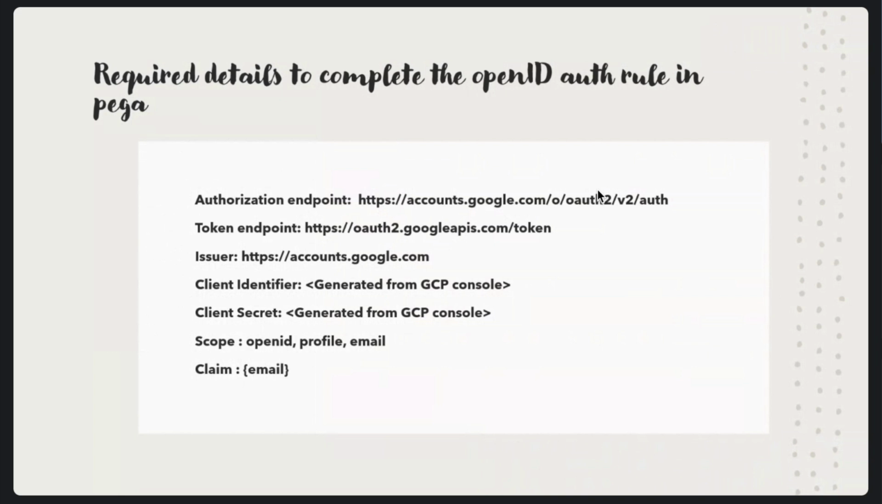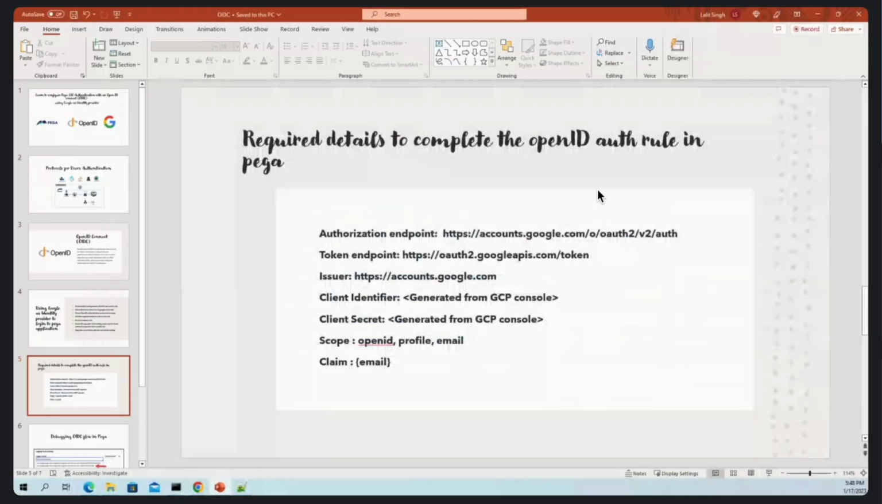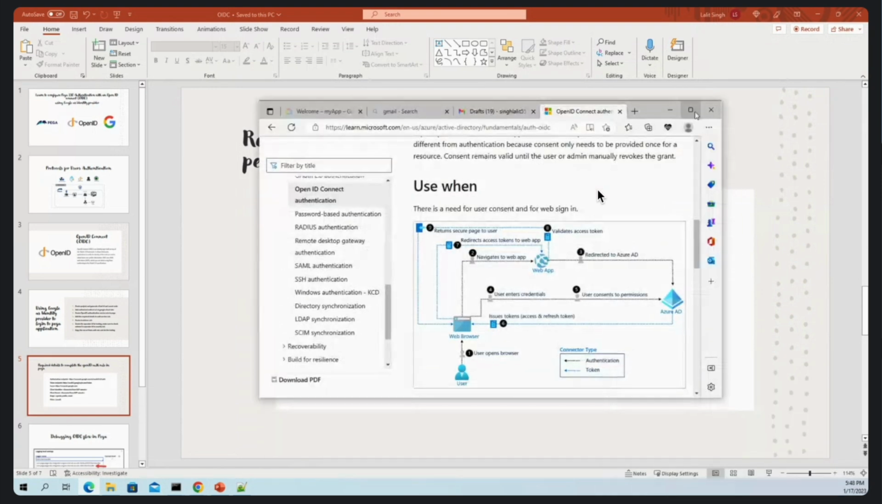Then the client identifier and secret code. Once you create a project, you can get these details. Then for scope, we are going to use OpenID, profile, and email, and for the claim, we will be using email, so we will see that during our configuration. But before going there, I just want to explain how these things work.